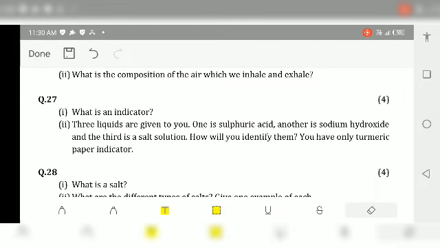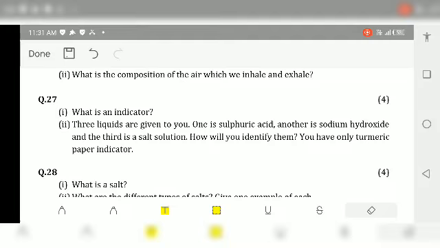Answer: an indicator is a dye which changes color when it is put into an acid or a base. Put one drop of each liquid on turmeric paper, one by one. The liquid which turns yellow turmeric paper red will be sodium hydroxide. The red turmeric paper formed here can now be used to test sulfuric acid.